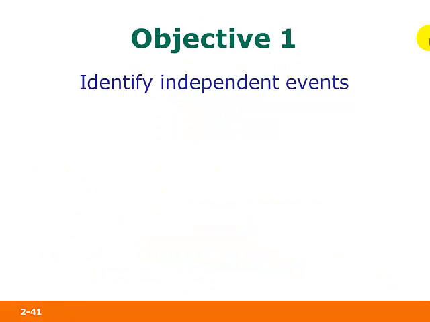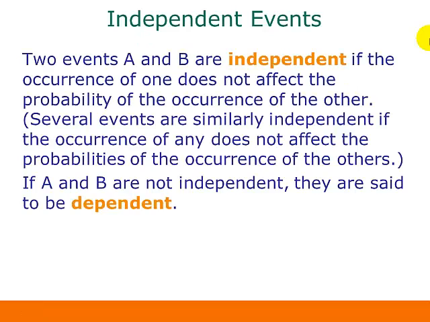Objective 1 is to identify independent events. Two events A and B are independent if the occurrence of one does not affect the probability of the occurrence of the other. We can also talk about several events being independent. Several events are independent if the occurrence of any of them does not affect the probabilities of the occurrence of any of the others. Now, if two events A and B are not independent, they are said to be dependent.